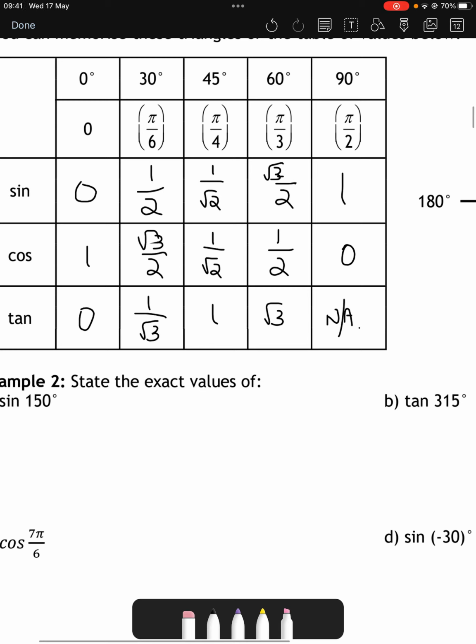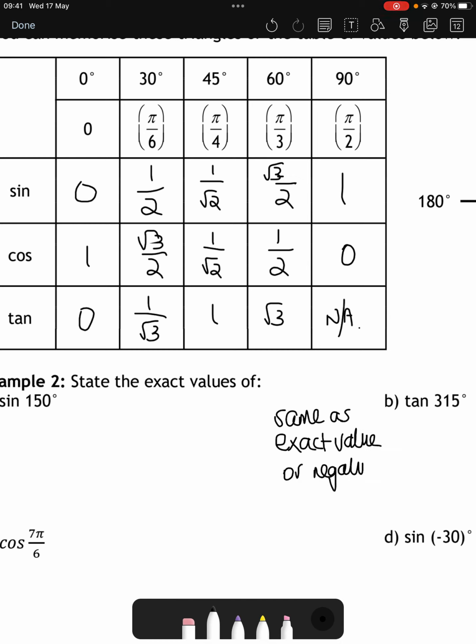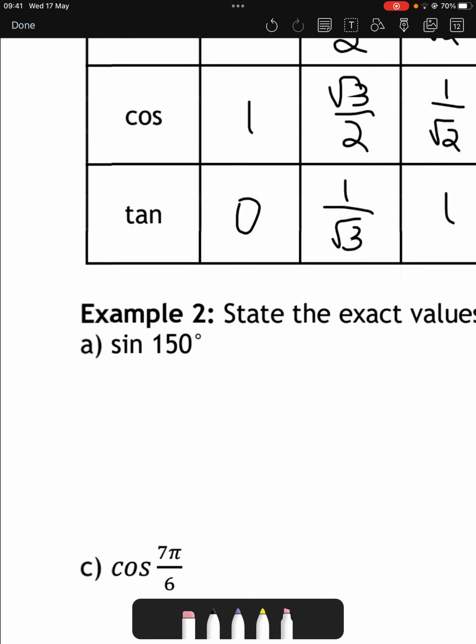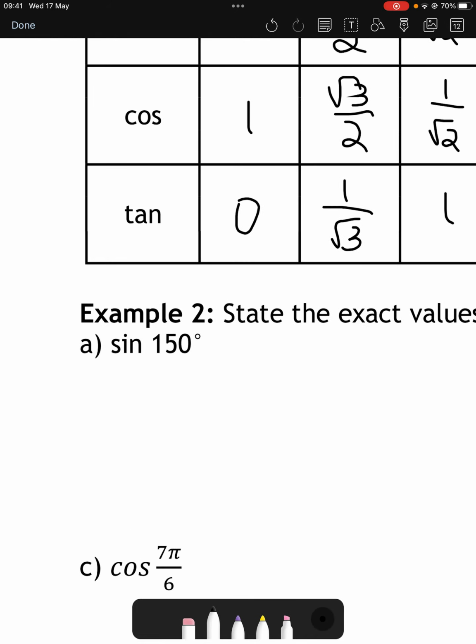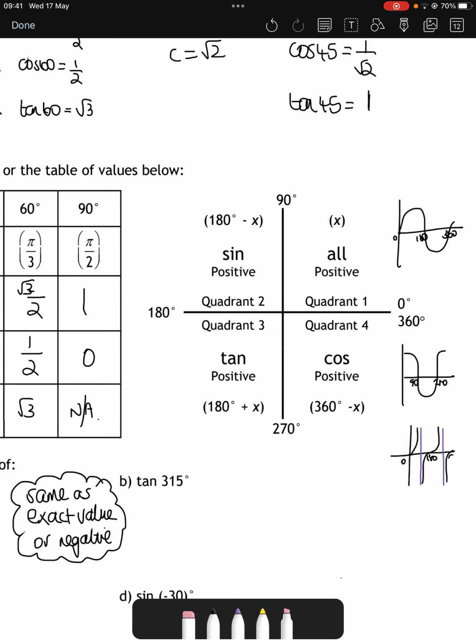So all you're asking yourself for all these questions is, is it the same as the exact value? Or is it the negative? So is it the same as sine of 30, which is a half, or is it negative a half? That is basically what you're asking yourself for all these questions. And the best way, in my opinion, to do it is just think about the graph. So if we're looking at sine of 150, now the key is to think, right, what is the exact value that's associated with 150? What could we use? So thinking about, we've got this quadrant up here. Okay, you've got your 0, your 180, and your 360. Those are your kind of key values we're going to be thinking about.